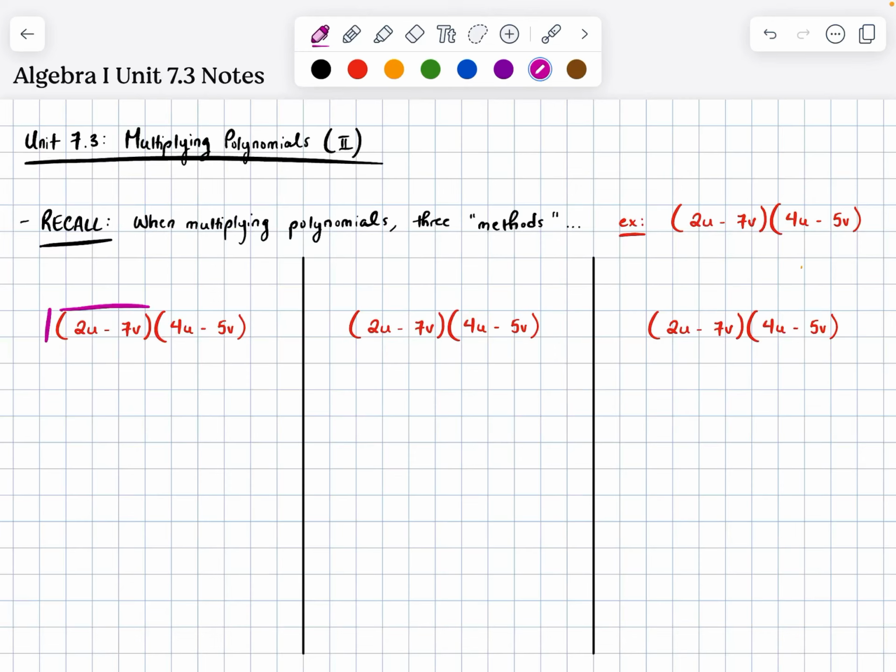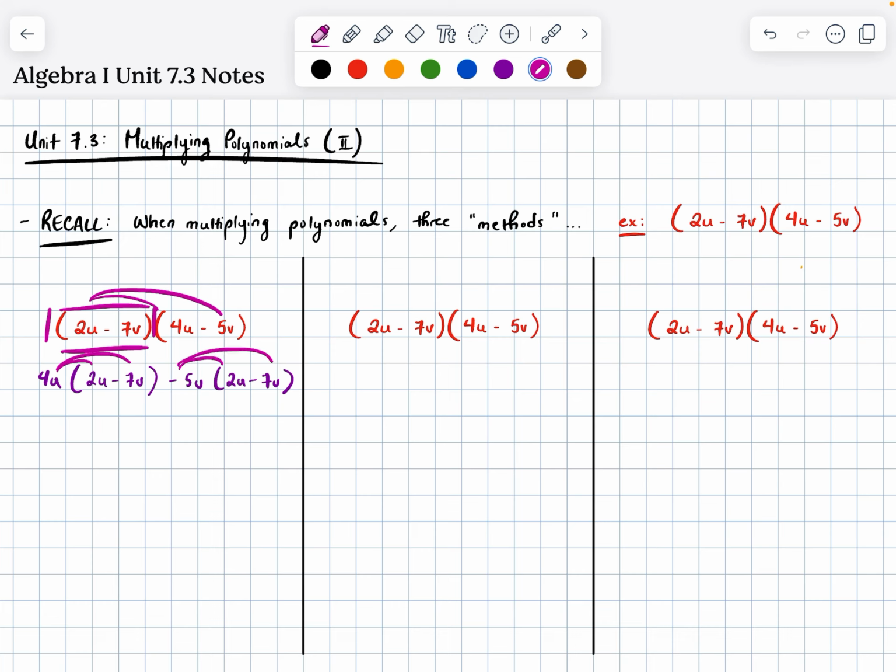Okay, thinking chronologically, the first way that we learned, well, I can take either of my factors, doesn't matter which one, using the distributive property, right? I can give this whole factor to each of the terms in the other factor. So in this case, if I distribute the 2u minus 7v, I can take 4u and multiply it by 2u minus 7v, and I can take negative 5v, and I can multiply it by 2u minus 7v.